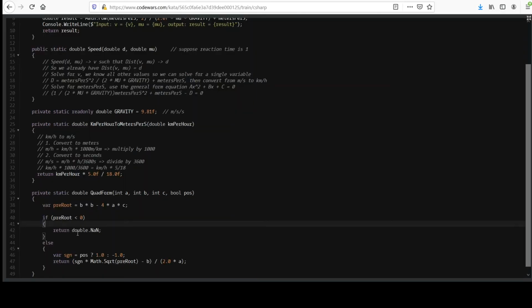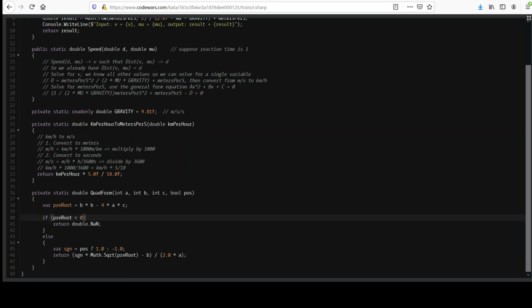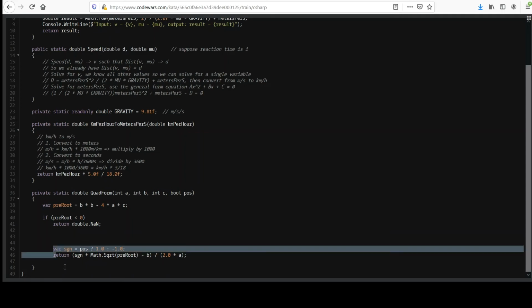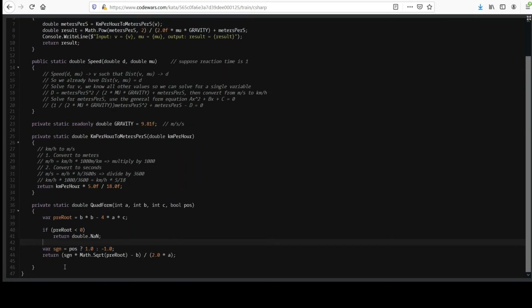If it's less than 0, we're not going to deal with imaginary numbers. Remember, you can't take the square root of a negative value unless you're dealing with imaginary numbers. So we'll just say return double.nan. nan means not a number. We shouldn't hit this case, but it's there if we need it. OCD again. We're returning here, so there's no point of having an else. This logic will only run if the pre-root's greater than or equal to 0. So that was a lot of extra garbage in my opinion, so I'm removing it. Make it your own, right?